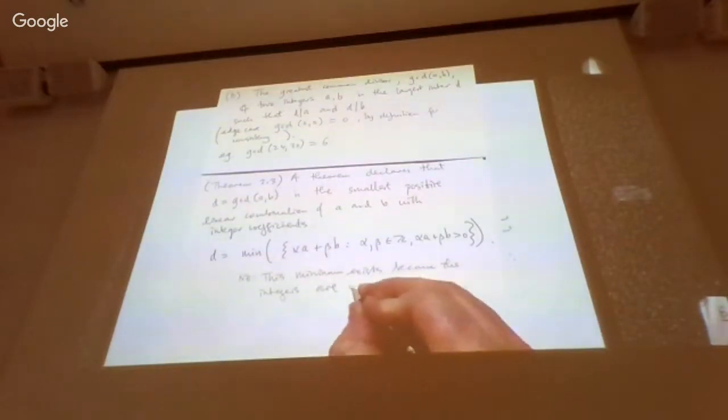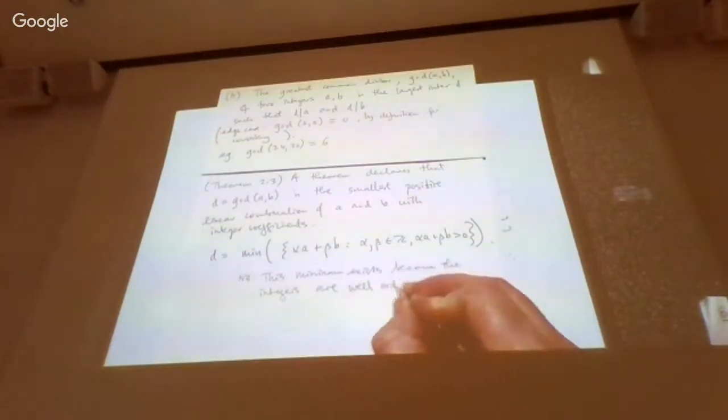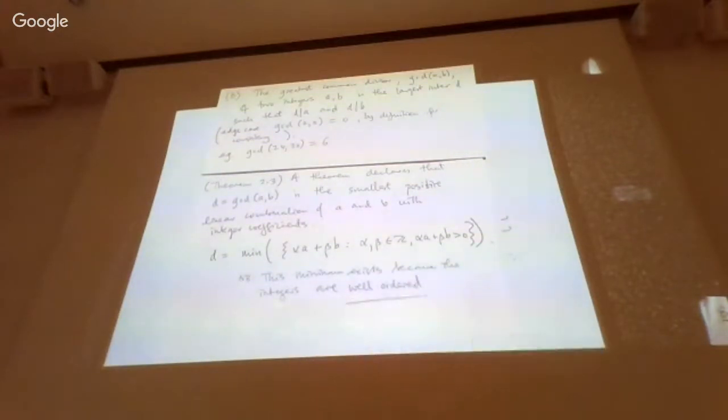Yes, well ordered. Excellent. That's a property that basically says every non-empty subset of the positive integers has a least element. It seems obvious when you think about it, well, of course it is. But it's this kind of axiomatic property that the integers have. It's equivalent to the principle of induction.